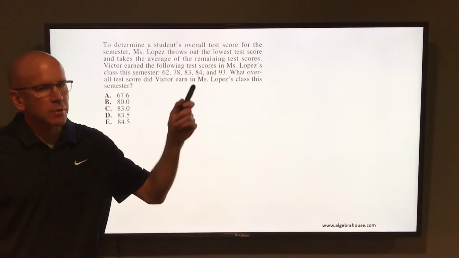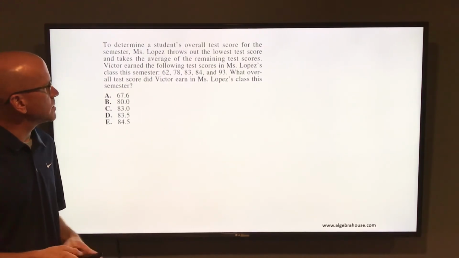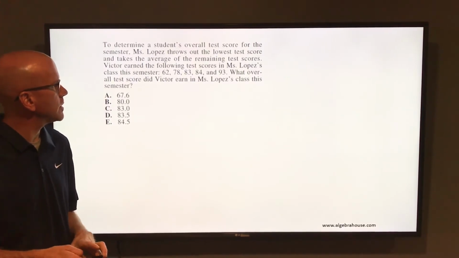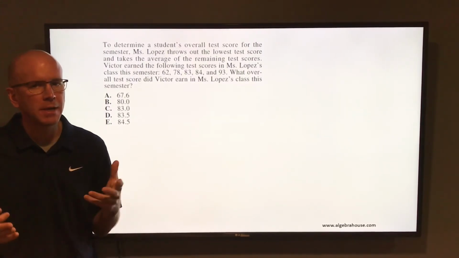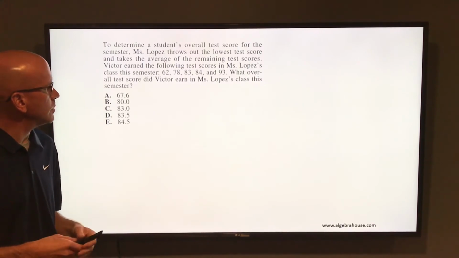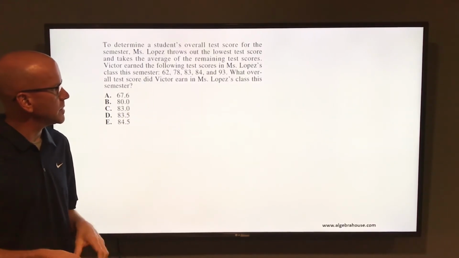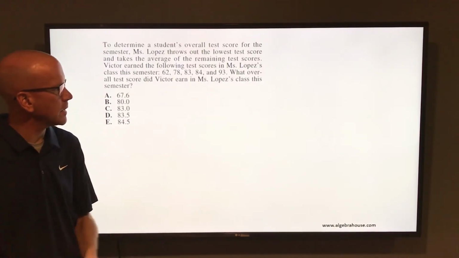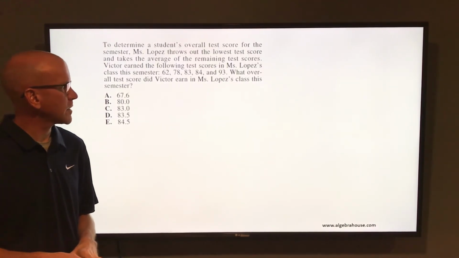To determine a student's overall test score for the semester, Ms. Lopez throws out the lowest test score and takes the average of the remaining test scores. So she's throwing out the lowest, taking the average of the remaining scores. Victor earned the following test scores in Ms. Lopez's class this semester: 62, 78, 83, 84, and 93. What overall test score did Victor earn in Ms. Lopez's class this semester?